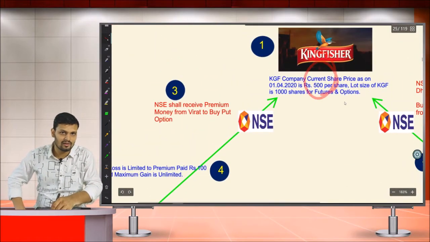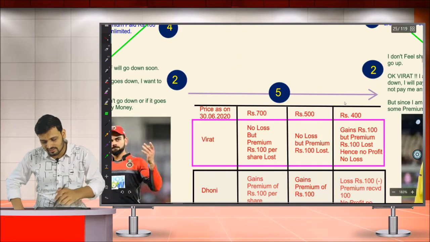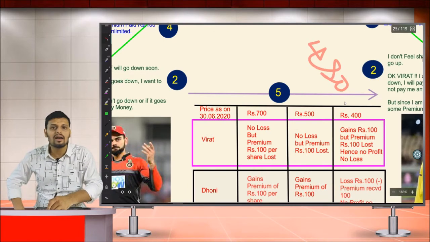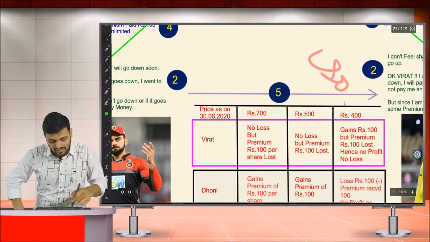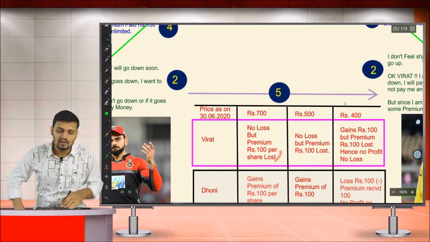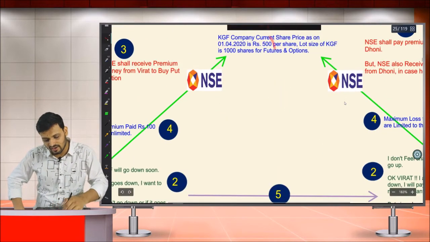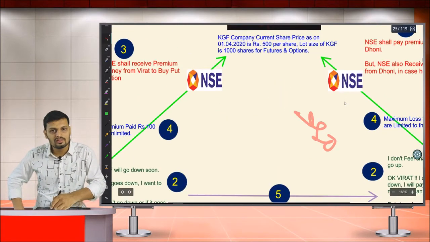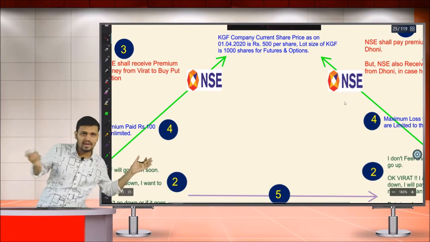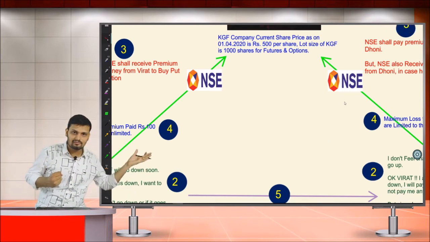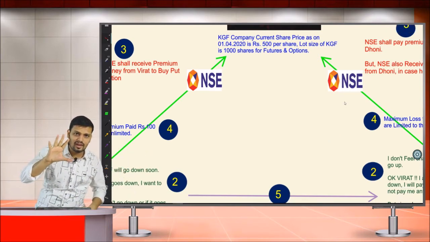The answer is, now he can sell to Dhoni at 500, right? He can sell to Dhoni at 500. If the price is coming to 450, why will he lapse? He has already paid a premium of 100. At least by selling at 500 when the price is 450, see what he can do now. He can sell at 500, buy at 450, sell at 500. So I can tell you, he'll make 50 rupees of gain.